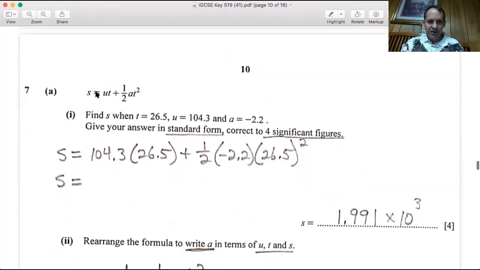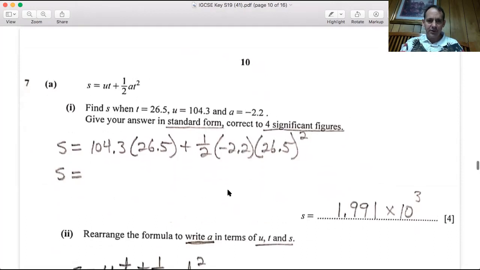Moving on, here's this formula here. It gives you all the values, the t, the u, and the a. Notice the a is negative, so be careful of that. The trick here is to give your answer in standard form. Standard form is the same thing as scientific notation, depending on what terminology you've learned. Standard form or scientific notation, correct to 4 significant figures.